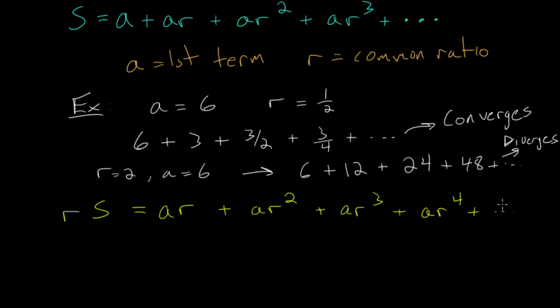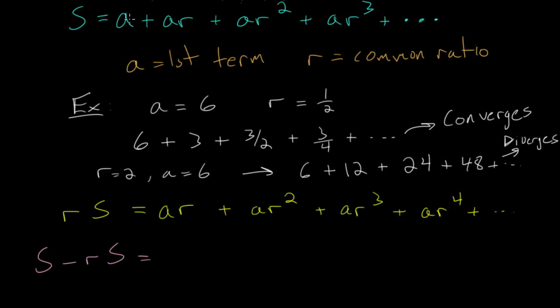This will go on forever. Now, to find the formula, we're just going to take our original sum, which we called s, and subtract this new series that we created. So we're subtracting r times s, and we'll be able to notice a pattern.